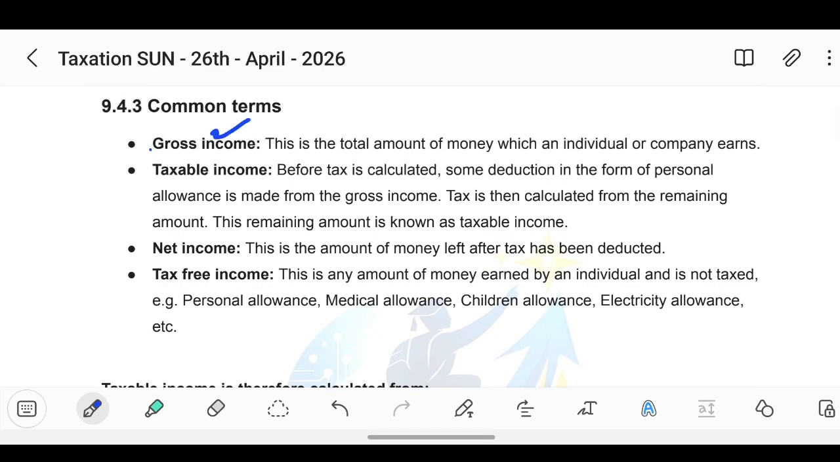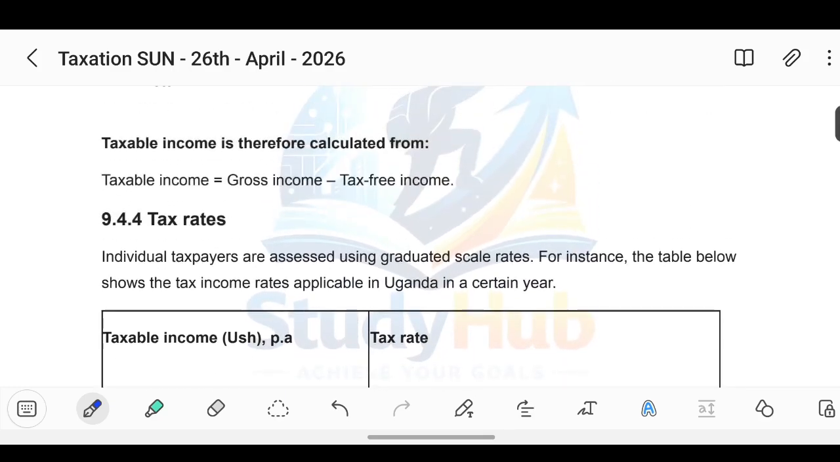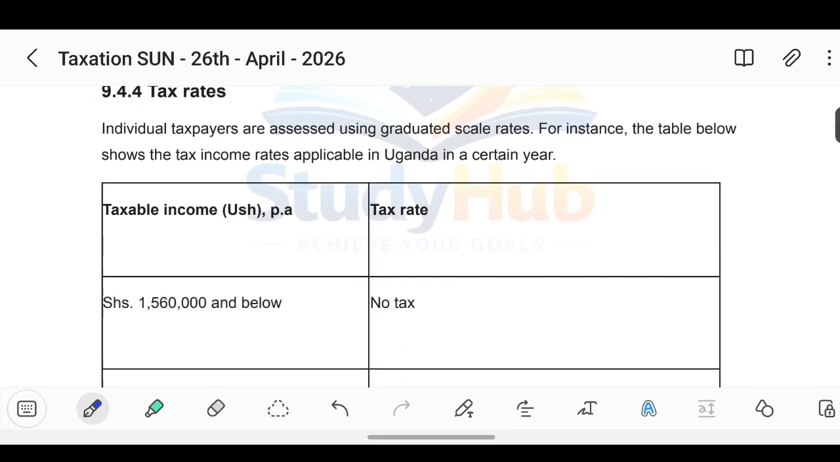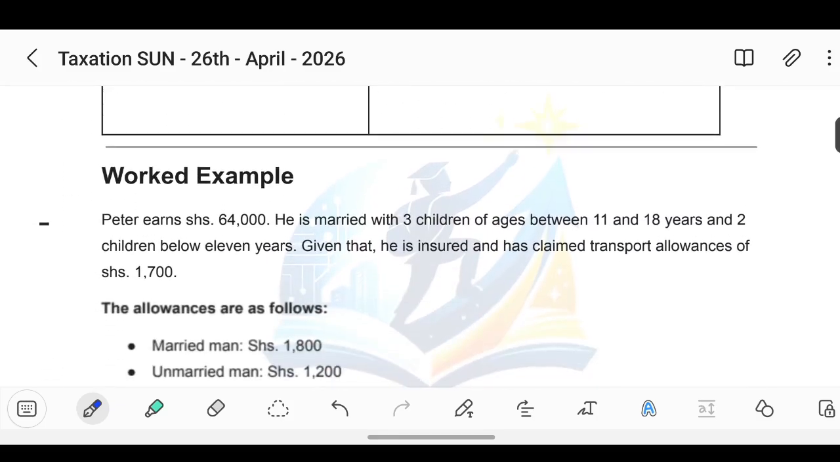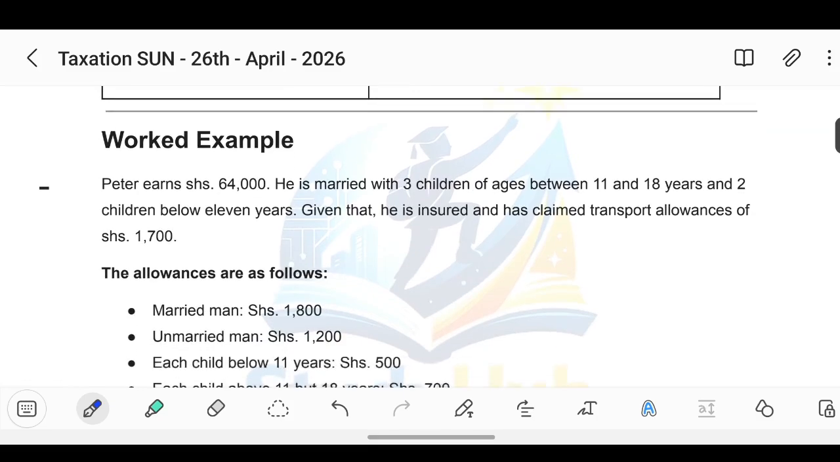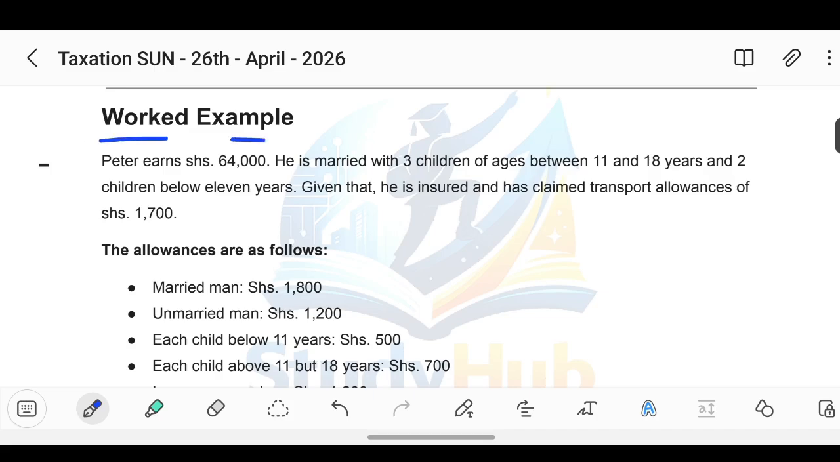Gross income. When you find that word gross income, what does it mean? Taxable income, what does it mean? Net income, what does it mean? Tax-free income, what does it mean? Such ones. So when you see such a formula, how do you go about that? How does it help you? So that's all. And some worked examples.